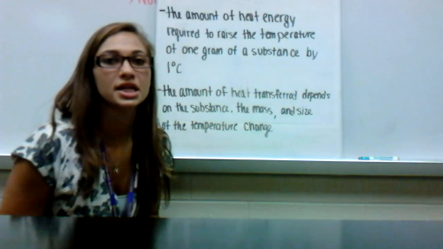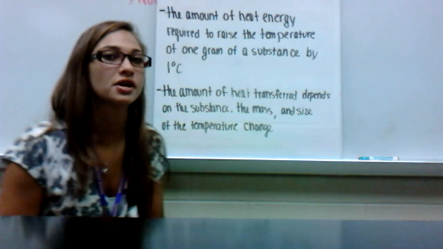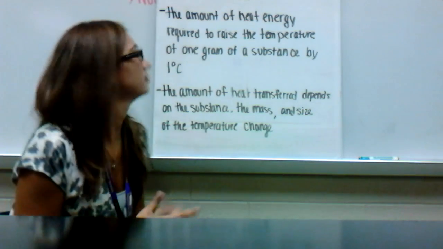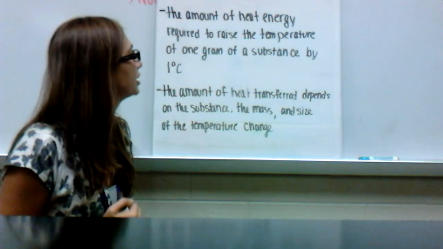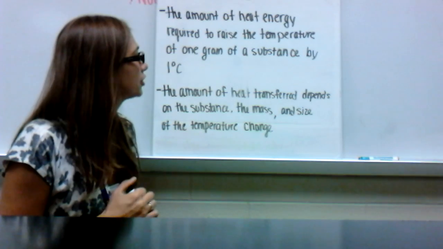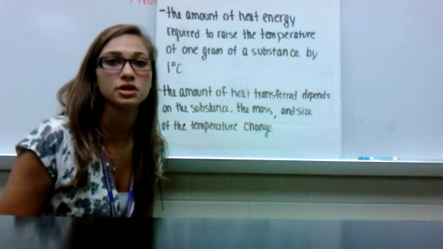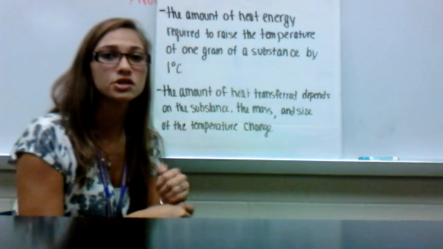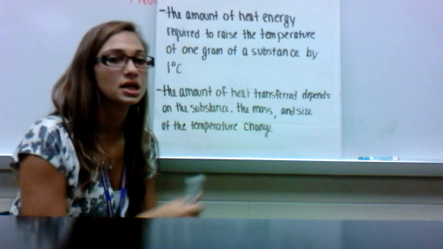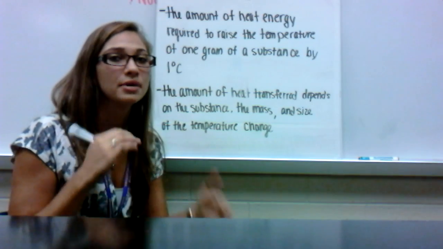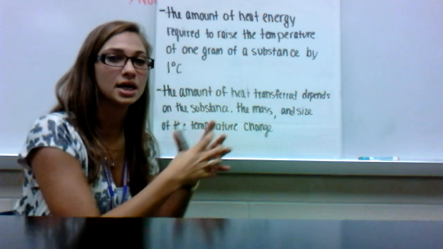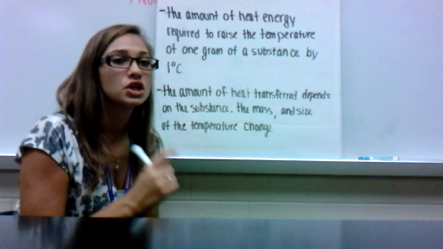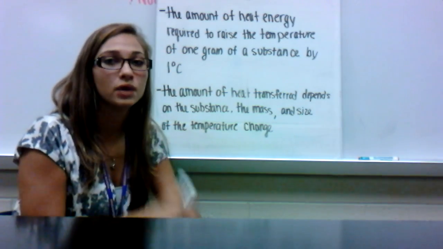Next unit that we're going to start is our thermochemistry unit, or our energy unit. So the first thing we're going to talk about is specific heat: the amount of heat energy required to raise the temperature of 1 gram of a substance by 1 degree Celsius. Basically, what specific heat is telling us, and each substance has its own specific heat, is how much energy we need to put into that substance in order to get 1 gram of that substance to increase its temperature by only 1 degree.